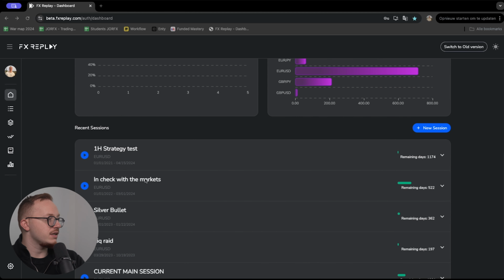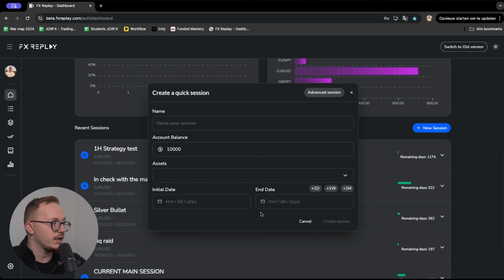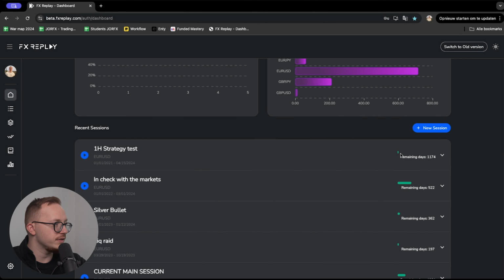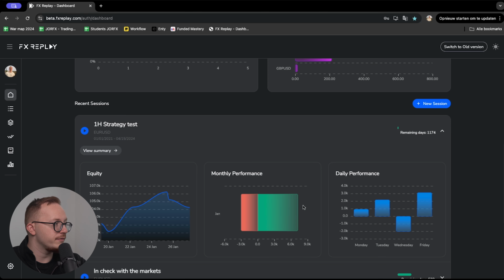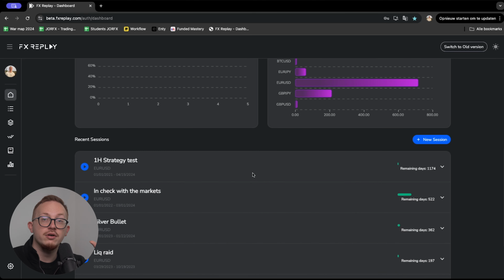Right here you have the recent sessions. I think this is so cool. You can see the remaining days. This is basically from whenever you start your account until you end your account. If you click on this one, you can also see the equity, the monthly performance, the daily performance. It's just like a quick overview of your session.